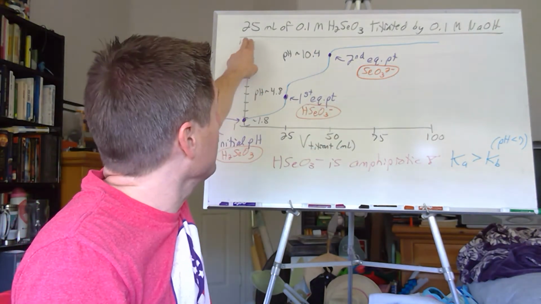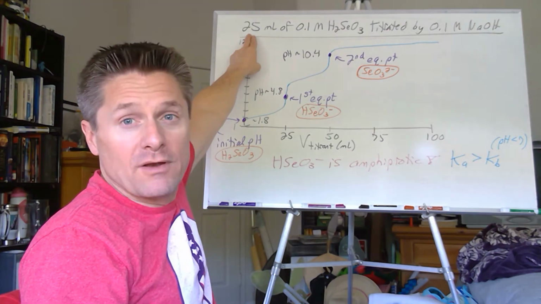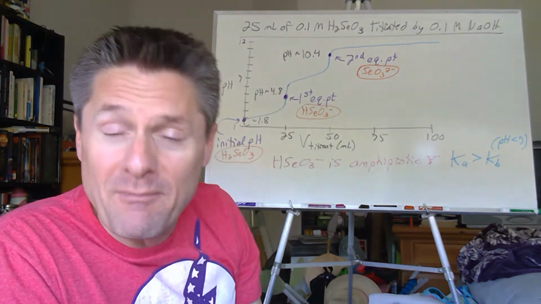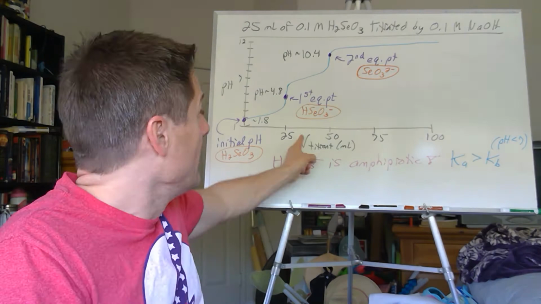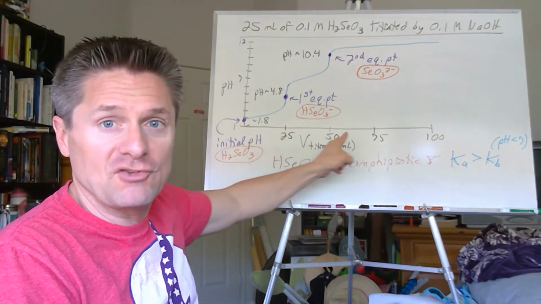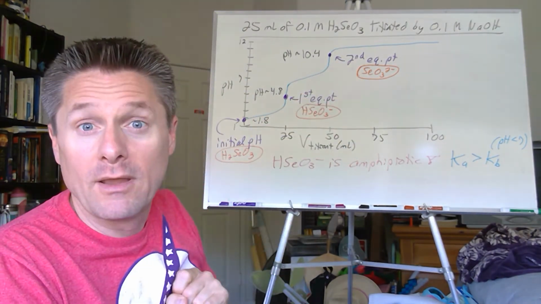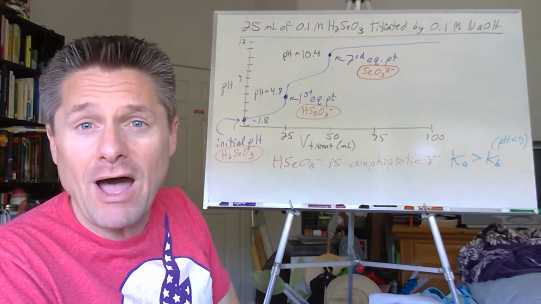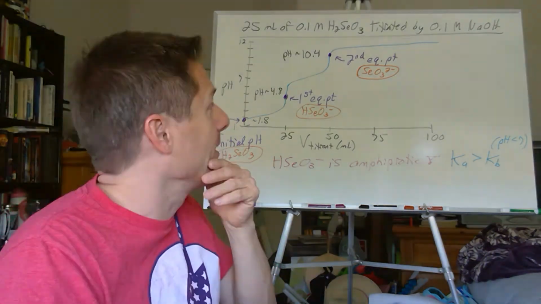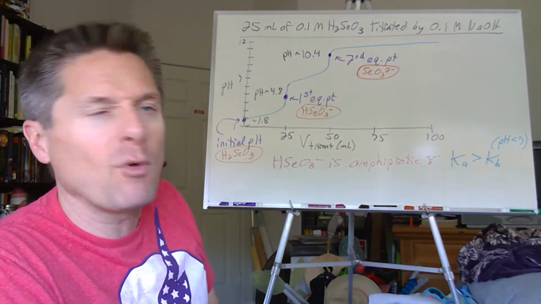So it took 25 milliliters to neutralize the first one. If they're the same concentration, it'll take 25 milliliters to neutralize the second one. So at 50 milliliters, double the first one, we get the second equivalence point. If we had a third one, it would happen at 75, but we don't have a third one, right? Maybe if we had H3PO4 or something.